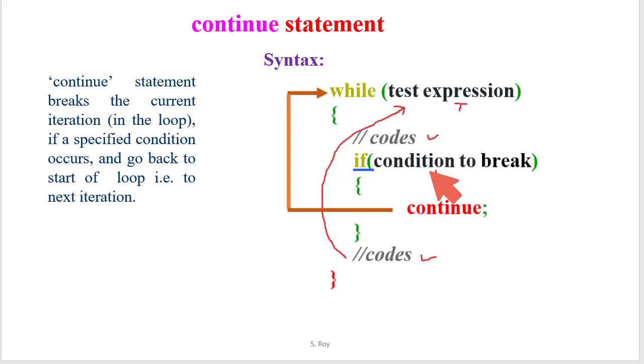When the condition of the if statement provides true, then the execution enters into the if block and this continue statement will be executed. When this continue statement is executed, the rest part of the while loop will be skipped. Means this is the rest part, this will not be executed. After execution of this continue statement, the program returns to the start of the while loop and again it will check the test expression. If it is true, the execution enters into the while block. If it is false, then the while loop will terminate.